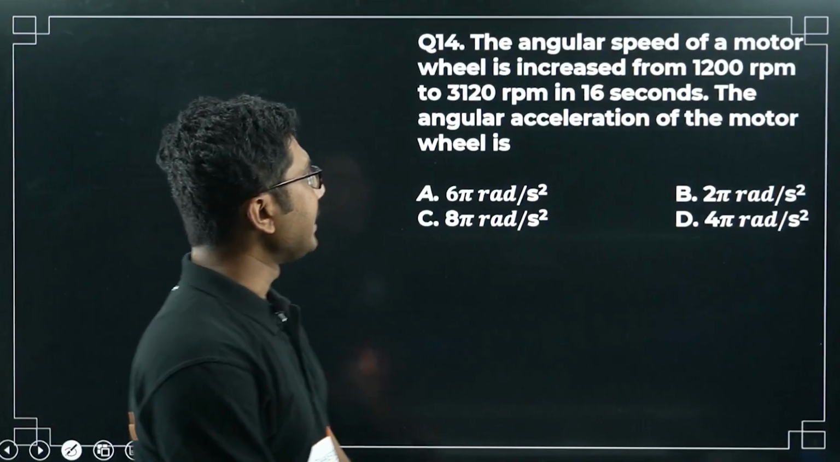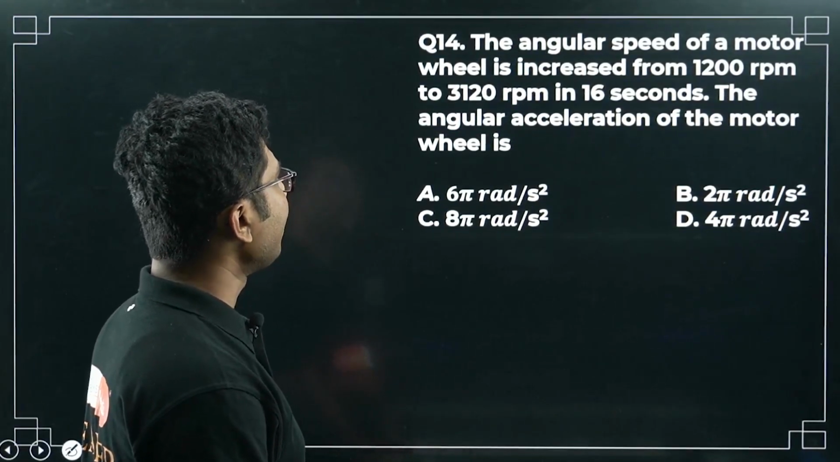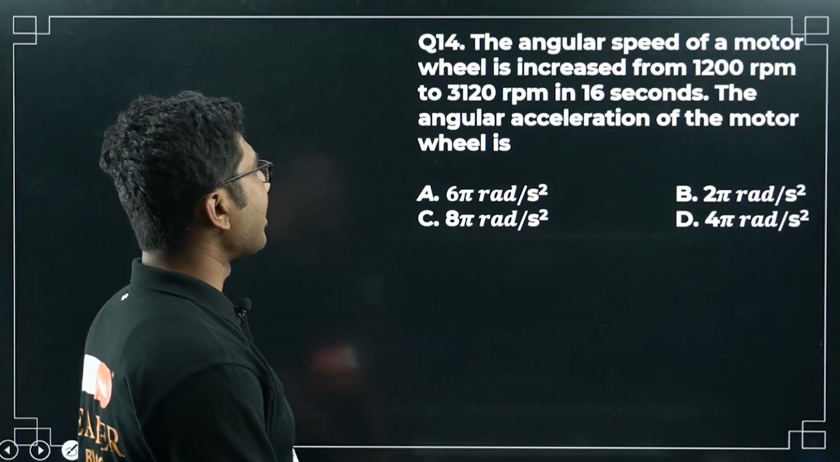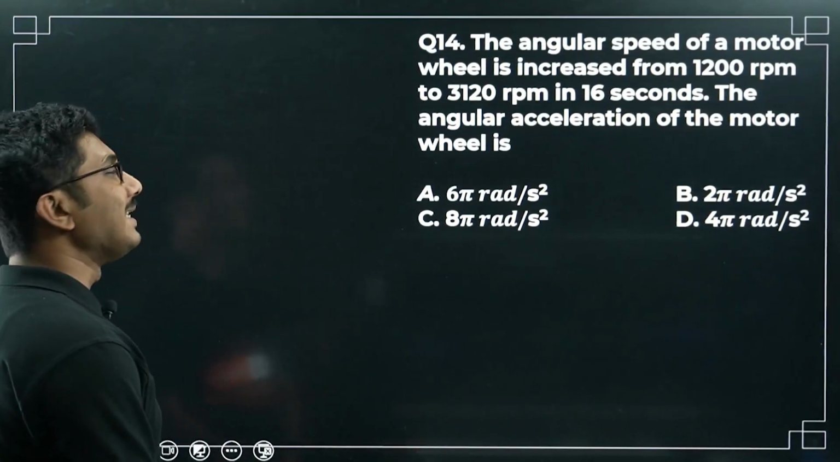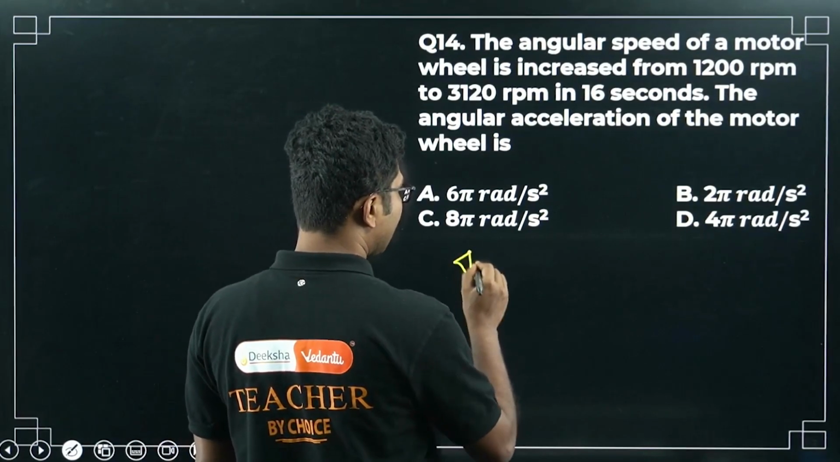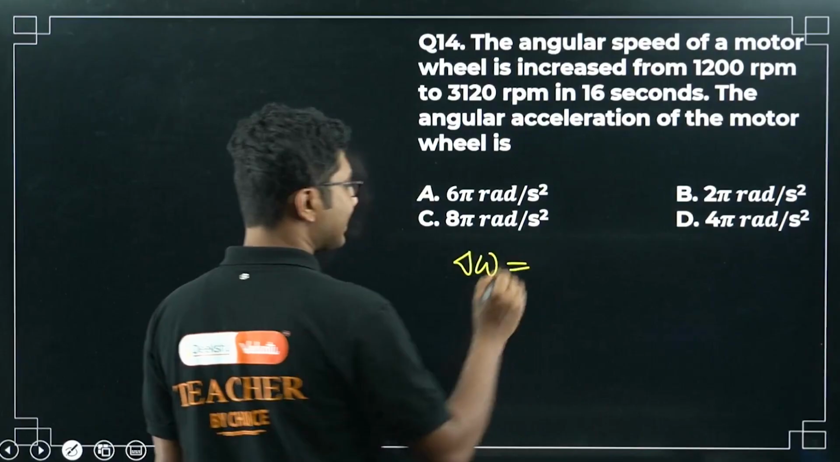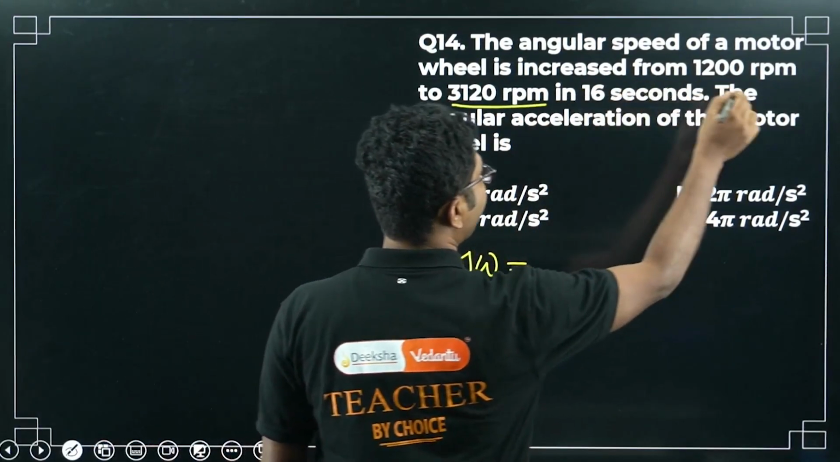The angular speed of a motor wheel is increased from 1200 rpm to 3120 rpm in 16 seconds. The angular acceleration of the motor wheel is... So I solved this question during the class. First you have to calculate the delta omega. What is the change in the angular velocity in terms of rpm?